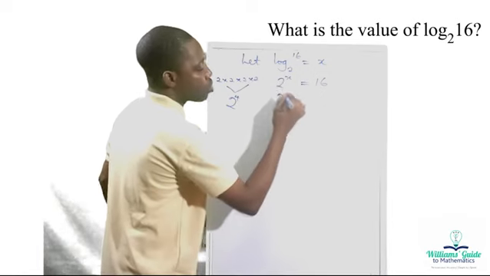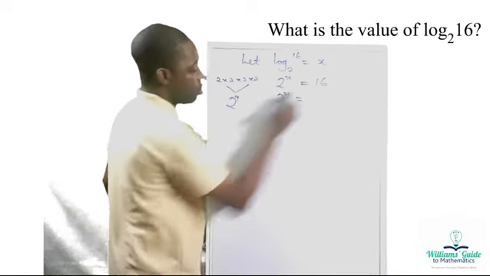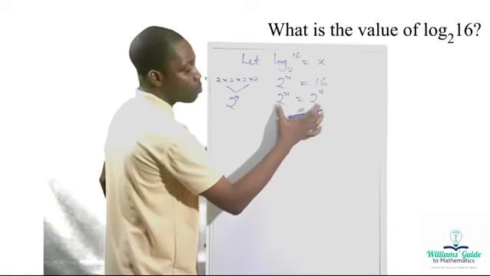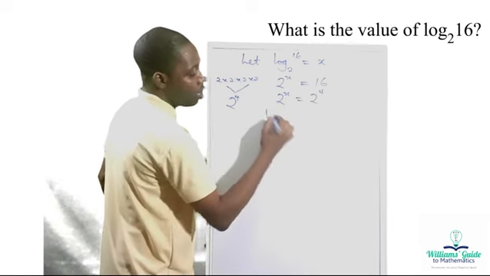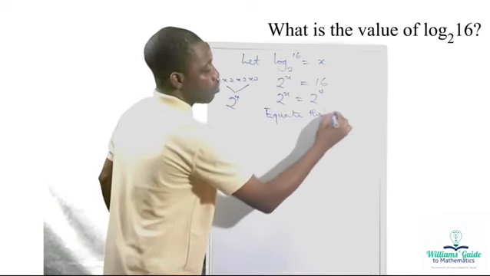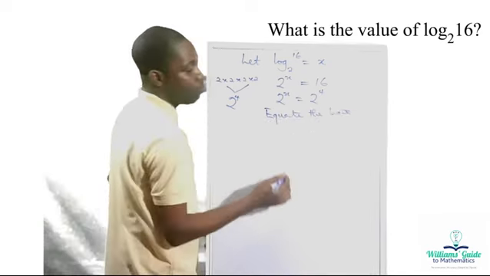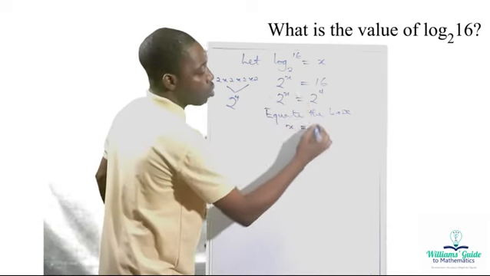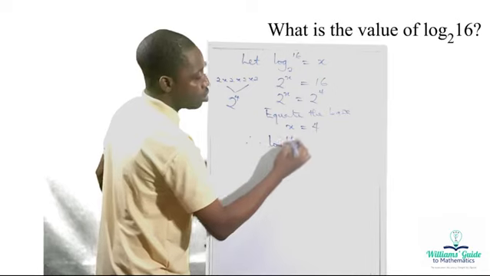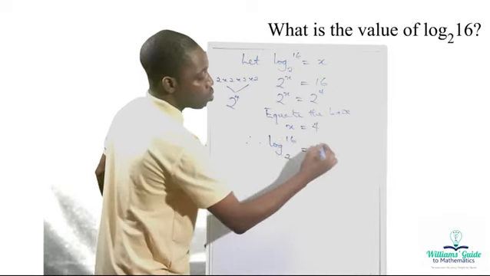So we have 2 raised to power x is equal to 16, which is 2 raised to power 4. So at this point, we have the bases equal. We equate the powers. Equating the powers, we say that x is equal to 4. Therefore, log 16 to base 2 is equal to 4.